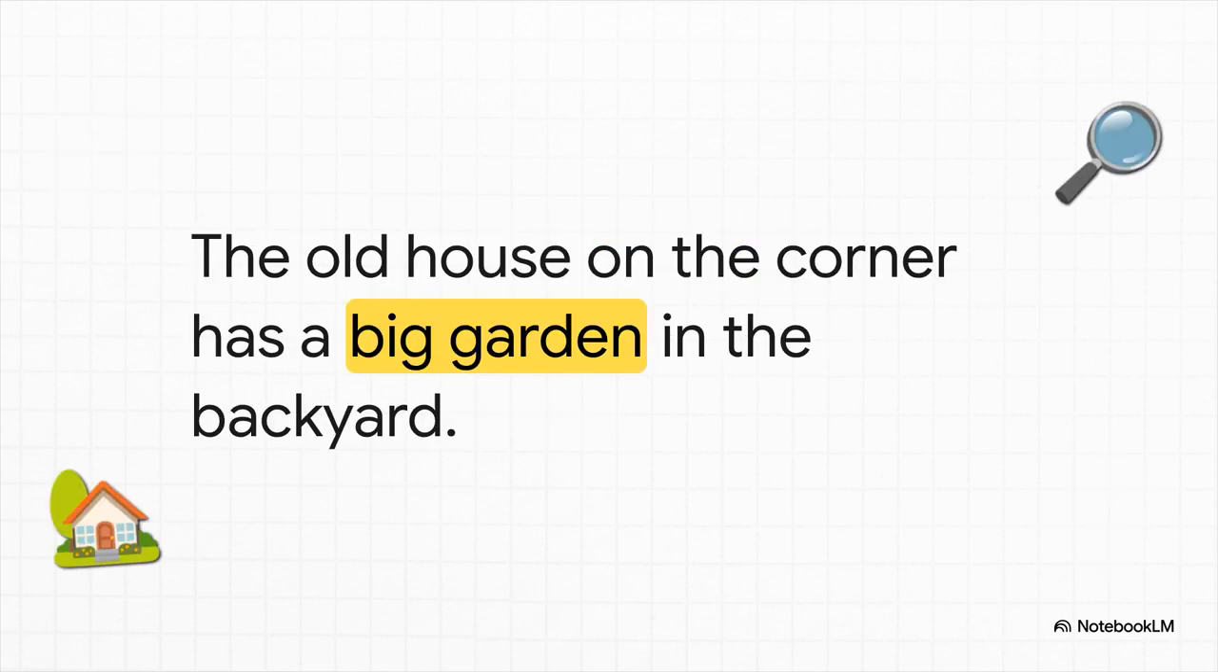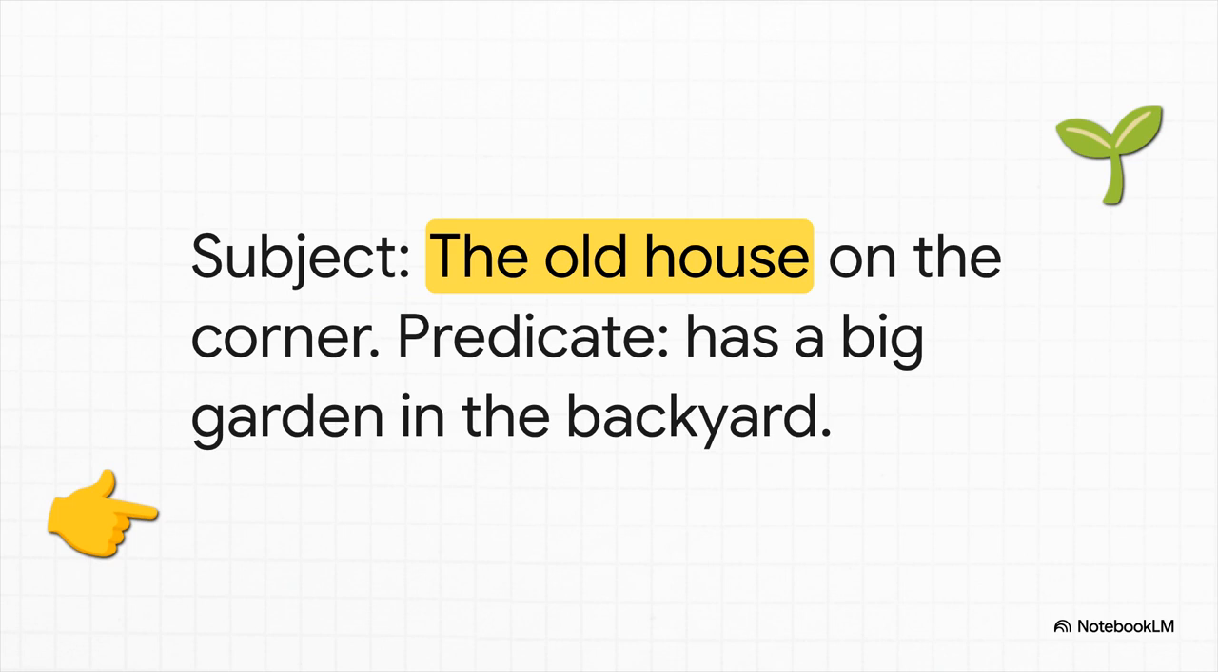Okay, let's try one that's a little more complex. The old house on the corner has a big garden in the backyard. Now, the subject here isn't quite as simple as just a name. Where do you think the dividing line is now? What's so cool here is that the subject can be a whole descriptive phrase. I mean, the sentence isn't just about a house, right? It's about the old house on the corner. That entire chunk, that's our subject. And what about it? Well, it has a big garden in the backyard, and that's our predicate.